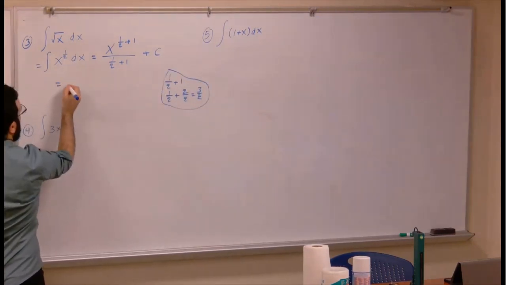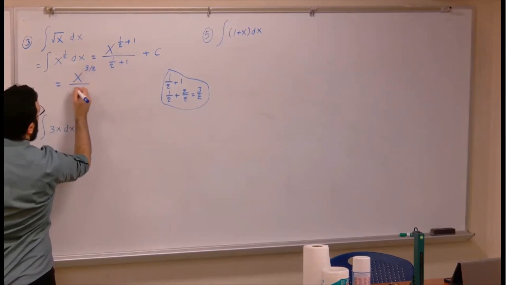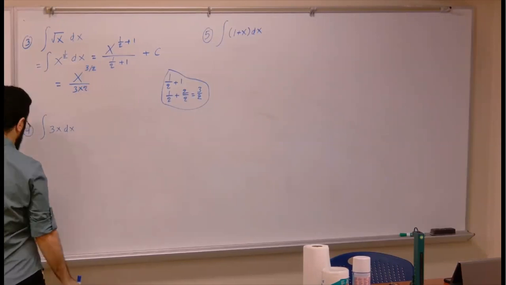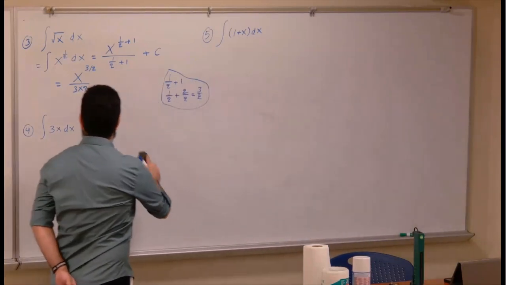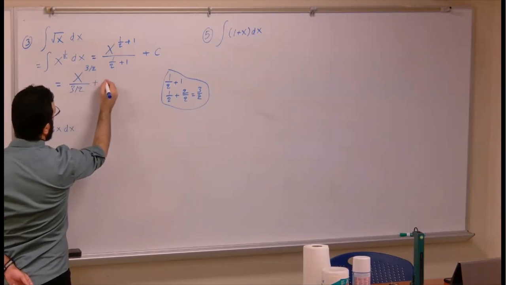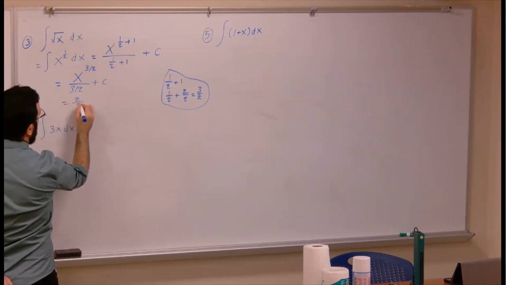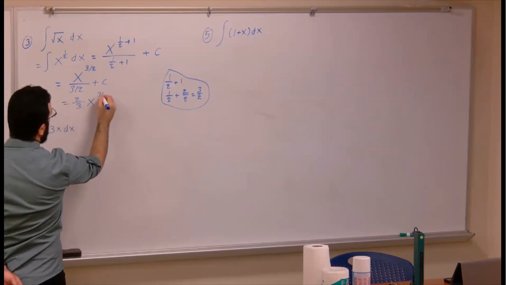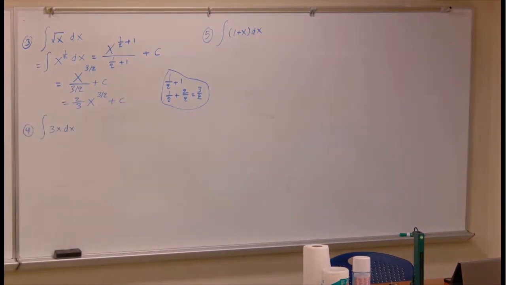That means this one is going to be equal to x to the 3 over 2 divided by 3 over 2 plus c. I can write this down, just flip the bottom part, so it's going to be 2 over 3 x to the 3 over 2 plus c. So that is going to be the integral for the square root of x.